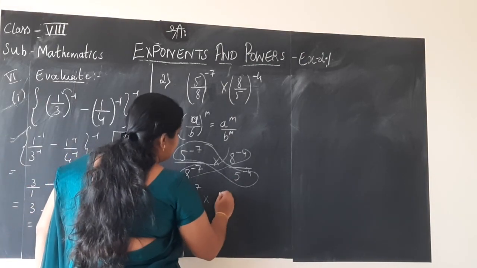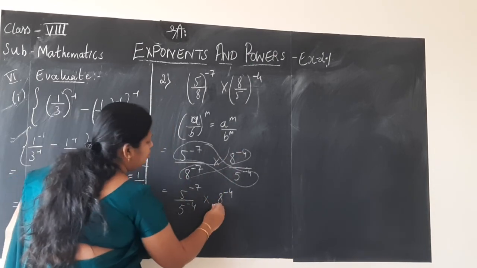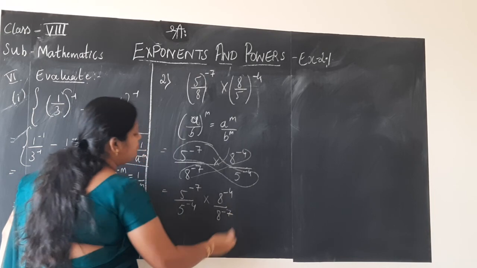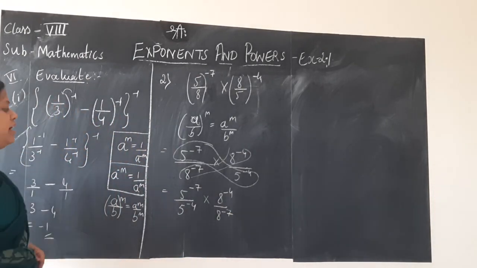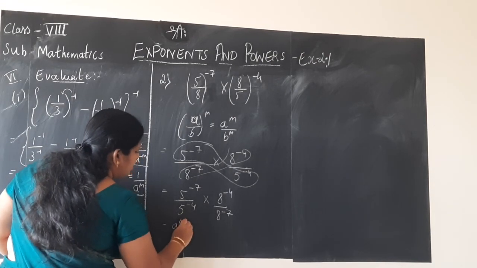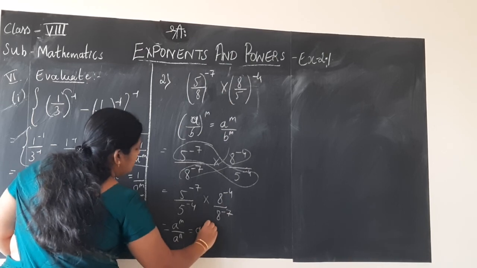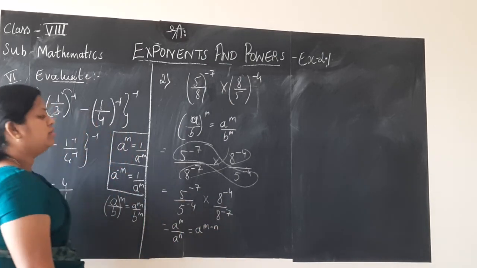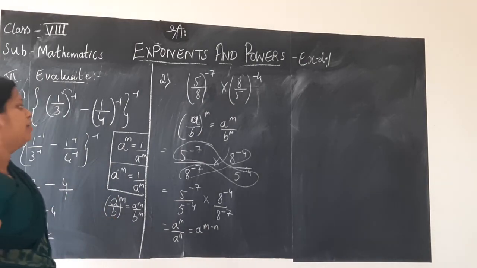Then 8 to the power minus 4 in the numerator as it is. This 8 to the power minus 7 I am grouping with this since the base values become equal or same by doing so. Now this is of the form a to the power m divided by a to the power n, which is equal to a to the power m minus n. Both 5 and 8 are of the same form.